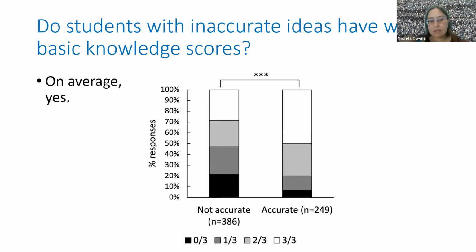So this is students on the left here. Those are students with any inaccuracies, not necessarily one of the top 5, any inaccuracies, versus students who are entirely accurate. And by the way, the students with at least one inaccuracy, that was the majority of the group. And you can see here that on average, they had worse basic knowledge scores. The darker the color means the lower the knowledge score there. So that was a pretty significant difference. So on average, students with inaccurate ideas also have worse basic knowledge.